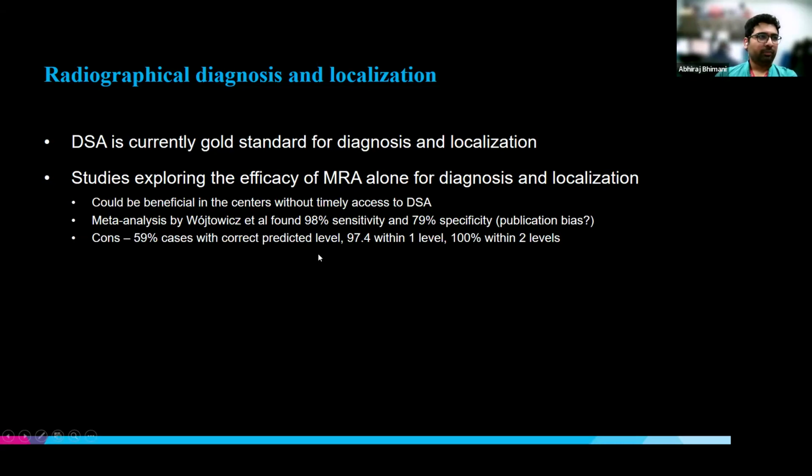And if we're doing operative planning and we would like to do a laminectomy, having the correct level of the dural fistula would make the surgery significantly less invasive and safer. So I don't think we are at a point where MRA could potentially replace the diagnostic angiogram as the gold standard.